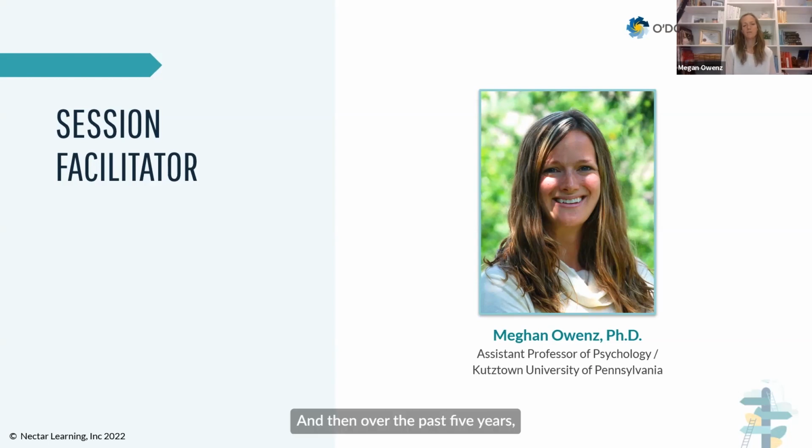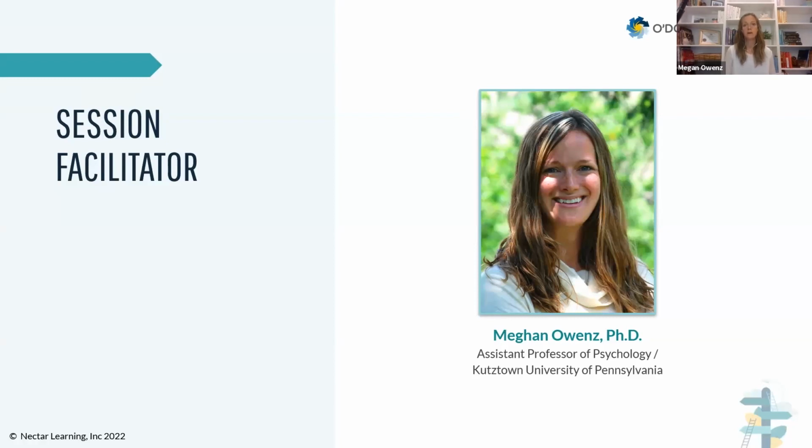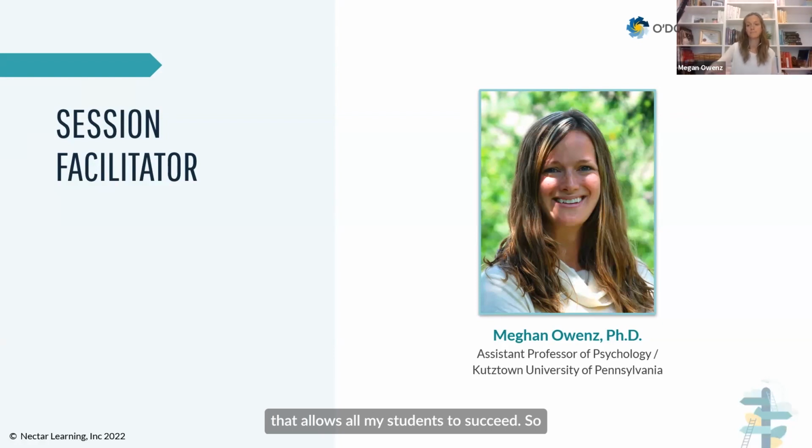And then over the past 5 years, I've really become more interested in universal design for learning, in acknowledging the ways in which we design our classes and how that might differentially impact certain student groups and might create a classroom that is exclusionary, how I might have created assessments in the past that only allowed some of my students to succeed. And so I've been moving more towards really sharing the power in the classroom more in an effort to create a more inclusive classroom that allows all my students to succeed.